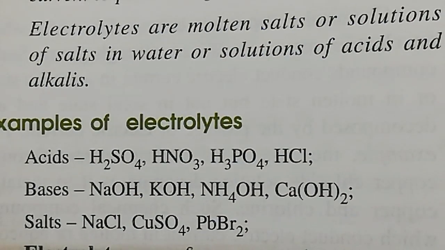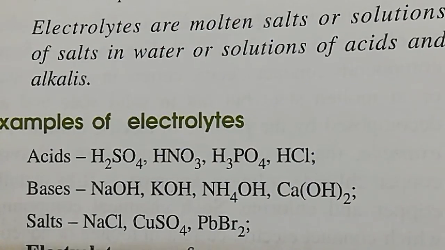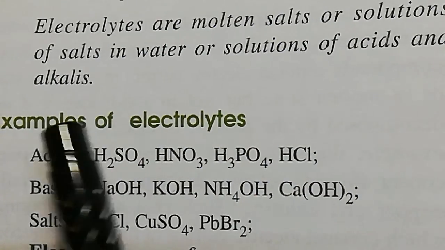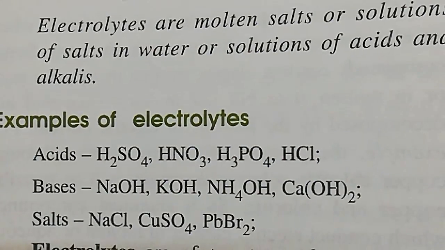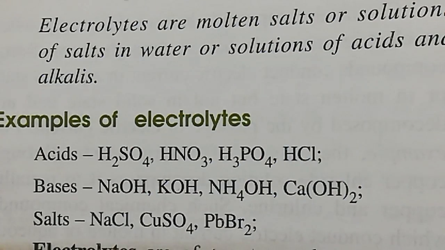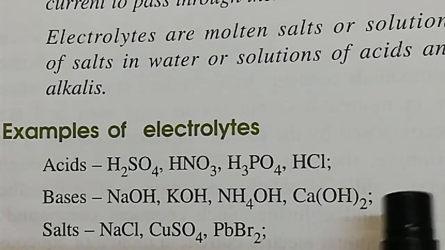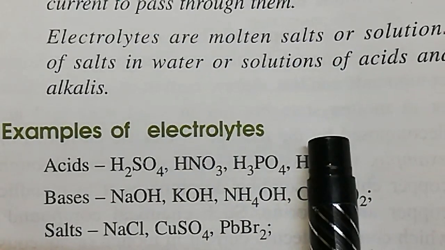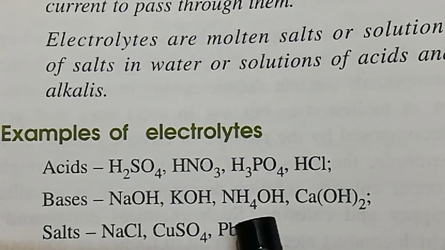So there are different types of compounds which will undergo electrolysis. There may be acids, bases, or salts. But one thing must be common to all of these: they must produce ions in the aqueous or molten state. Among all these electrolytes, there can be electrolytes which will conduct more current.